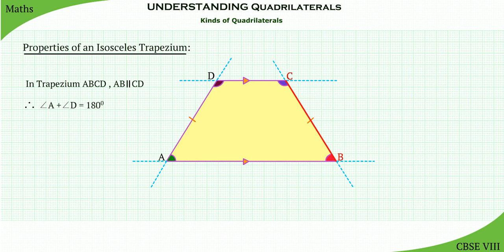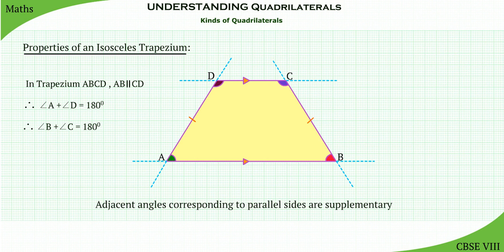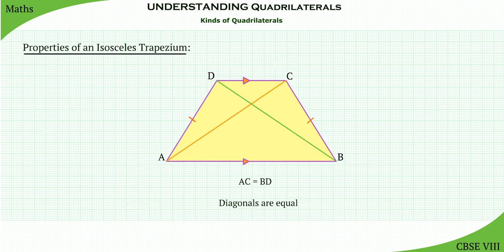Similarly, we know that BC is a transversal. AB is parallel to DC. Angle ABC and angle BCD are pair of co-interior angles. What would be the sum of co-interior angles? 180 degrees. Therefore, angle B plus angle C is equal to 180 degrees. Adjacent angles corresponding to parallel sides are supplementary. Length of AC and length of BD are equal in isosceles trapezium.